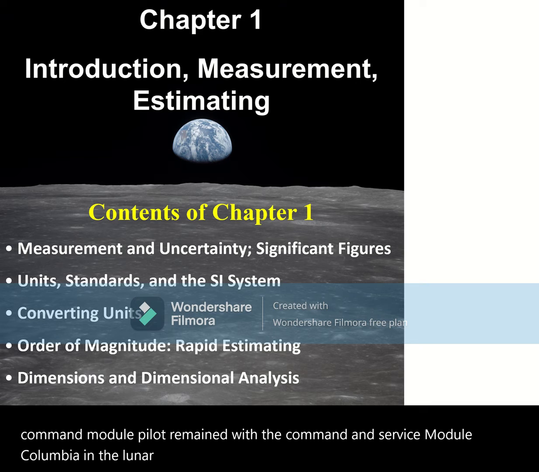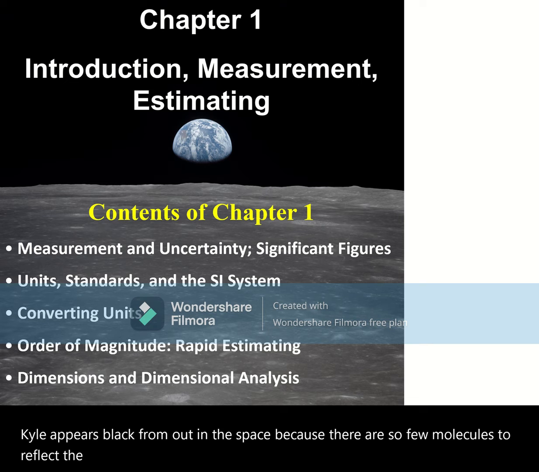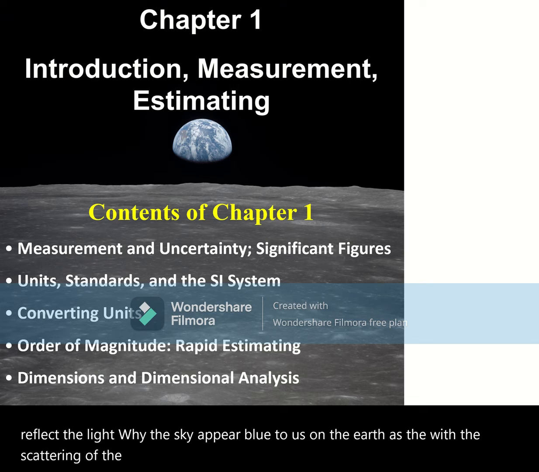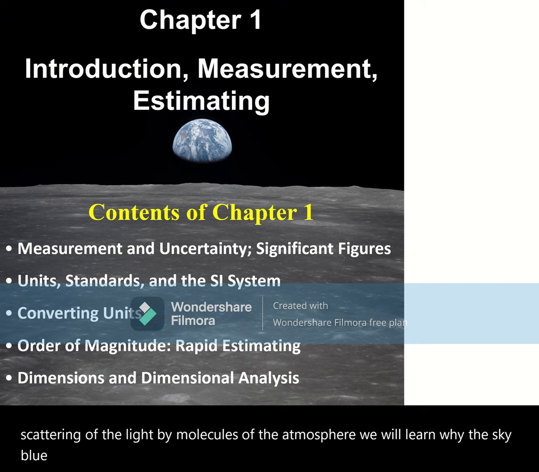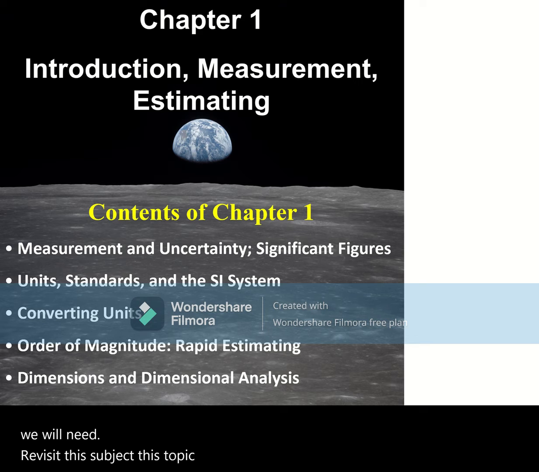The sky appears black from out in space because there are so few molecules to reflect light. Why the sky appears blue to us on Earth has to do with the scattering of light by molecules of the atmosphere. We will learn why the sky looks blue on Earth but dark on the Moon sometime in this course, and we will revisit this topic later in the course. So let's move on.